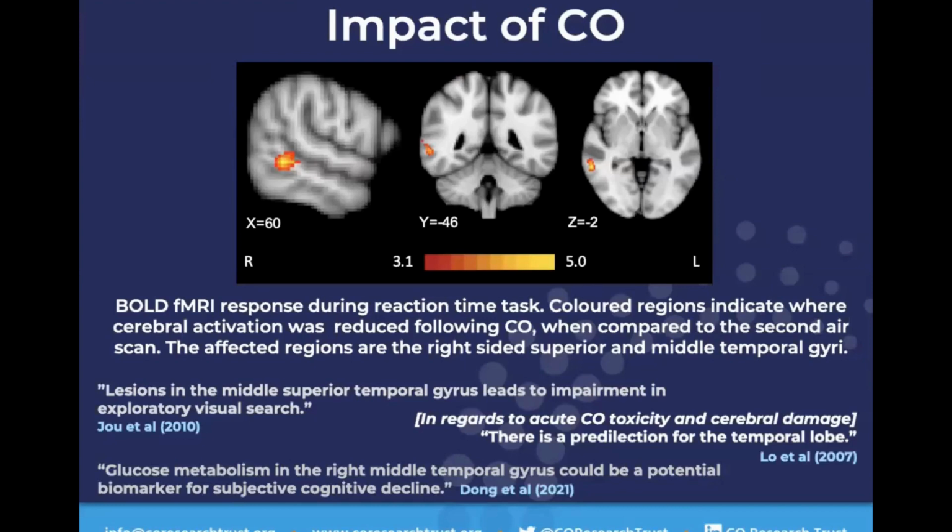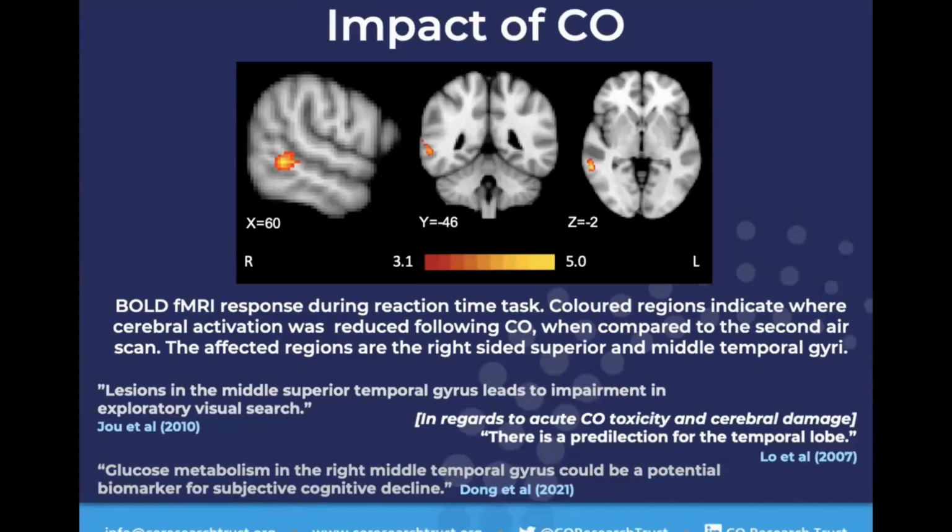Importantly, this was identified at a significance threshold of 3.1, which is regarded to be a very stringent threshold. We are confident that these findings are therefore robust. The area highlighted here is the middle temporal gyrus, which is located in the temporal lobe. Research has shown that the temporal lobe is often a main area for cerebral damage following CO toxicity, but here we see reduced blood flow even with a very low dose of CO.